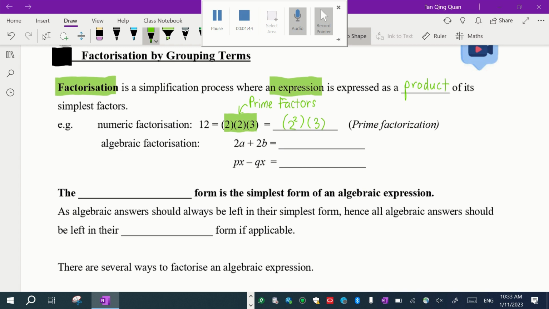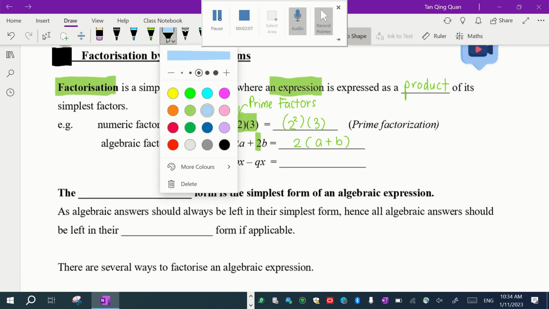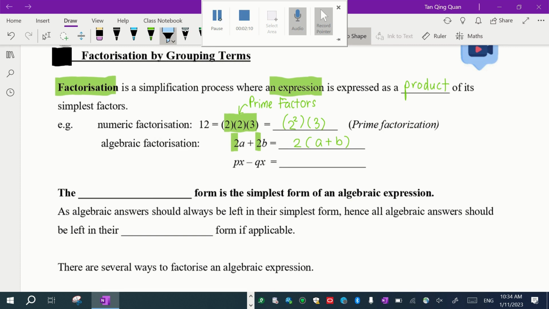As for 2a plus 2b, do see that there is a common factor of 2. So what we do is take out 2 as the common factor, and we are left with a plus b. Okay? And so you can see very clearly that the a plus b will be inside here. That is the factor a plus b as a whole, because it is within a bracket.